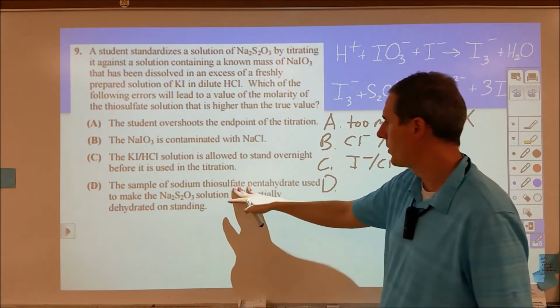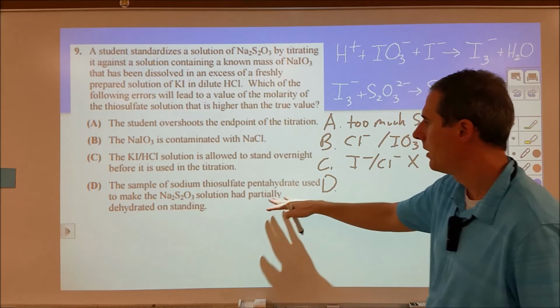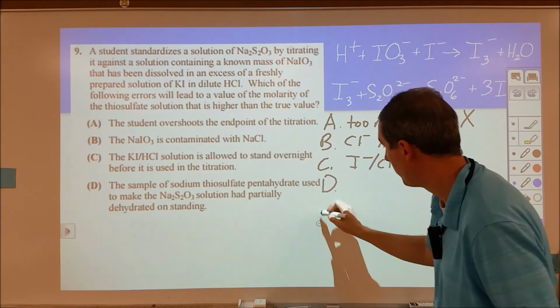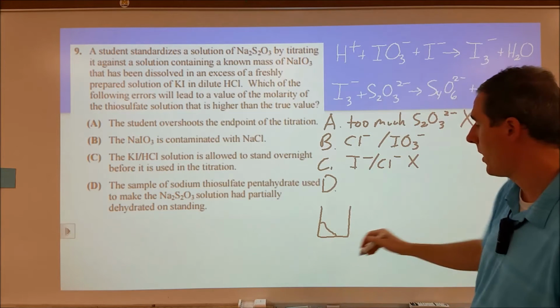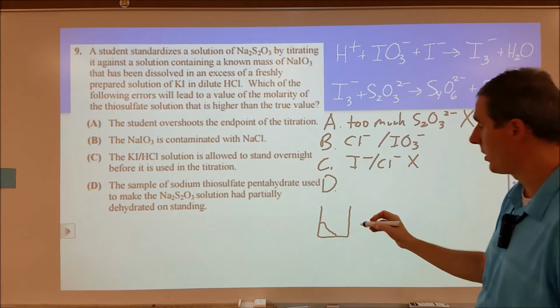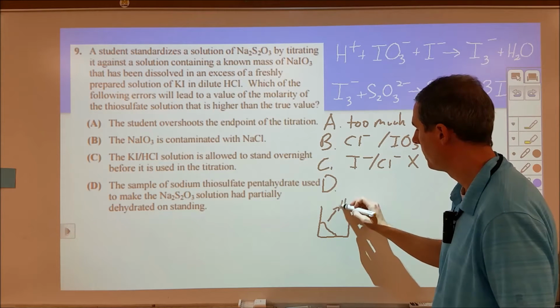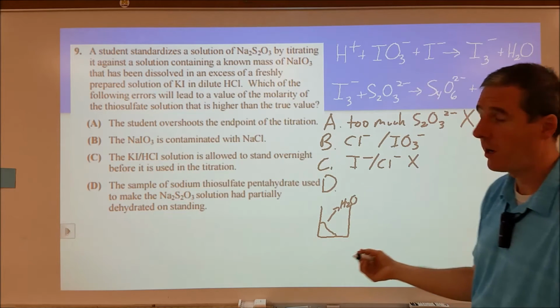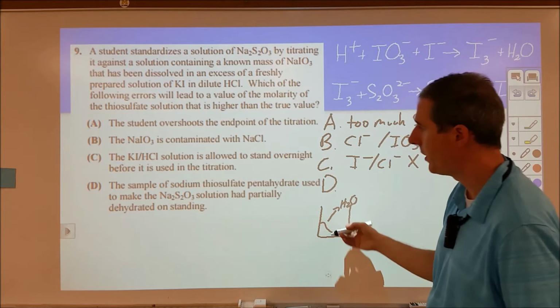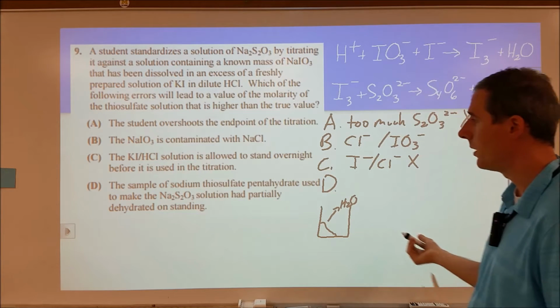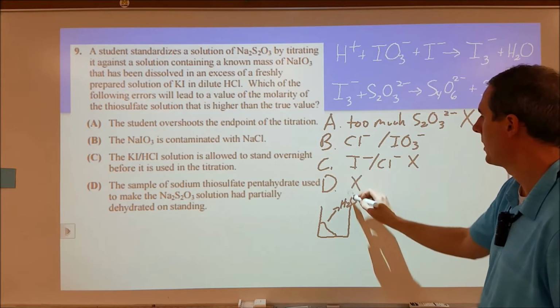The last question, for the sodium thiosulfate pentahydrate, what I read this to say is that they get their mass of the pentahydrate, and then before they make the solution, some of the water leaves. And since they've already recorded the mass and they're not losing anything except for water, the fact that they're going to later make the solution makes that water leaving irrelevant. So then D is not going to be the answer.